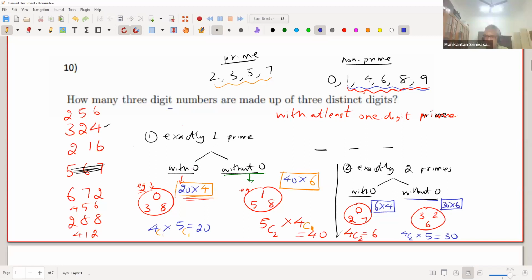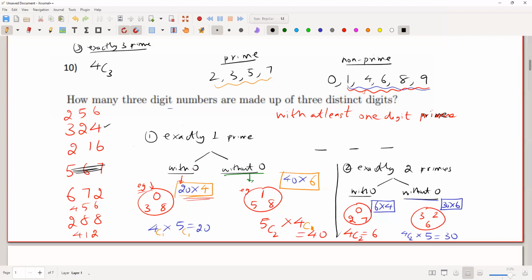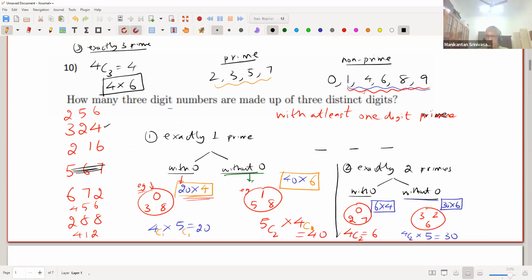Now the last case is very simple. Exactly 3 prime digits. So now there's no question of 0 at all. All I have to do is select 3 prime digits and arrange them. So 4 choose 3 ways of selecting. 4 choose 3 is among 4, I have to select 3, which is effectively saying among 4, you eliminate 1. So I'll say which is the prime number which is eliminated. 4 ways. Then 4 into 6 ways of arranging them, right? Because there are 3 of them and there's no 0 at all. 4 into 6, which is 24.